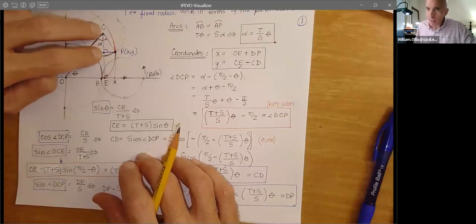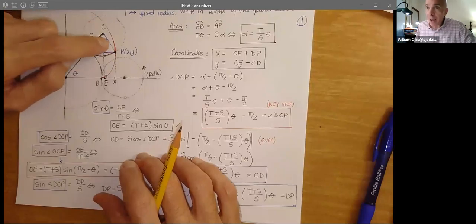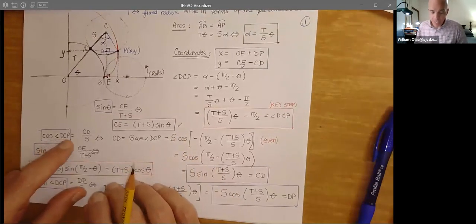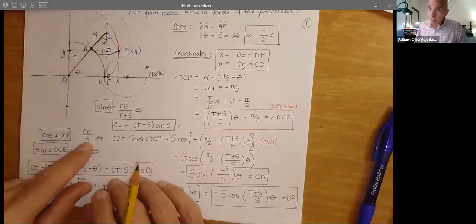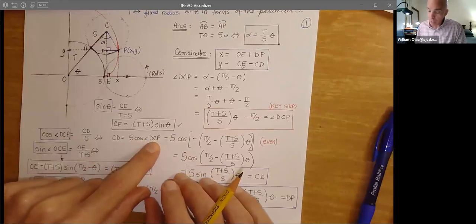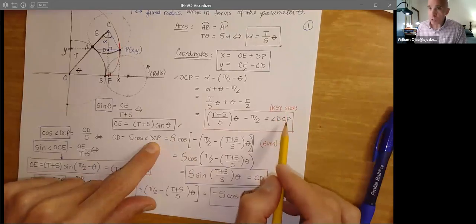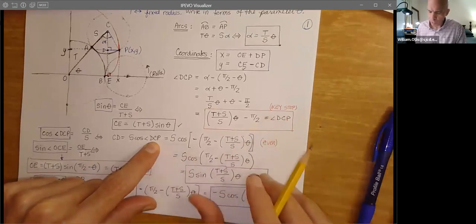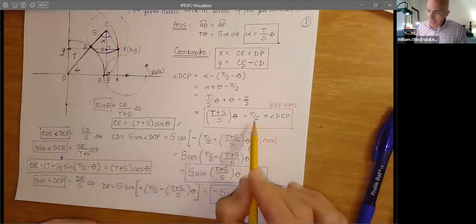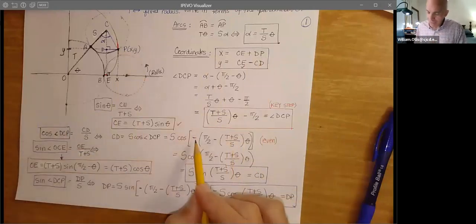Okay. Now I'm looking for CD. Now we're thinking CD. CD's right there. That's relative to this angle here, DCP, it's the adjacent side. So we're going to say cosine of angle DCP equals adjacent over hypotenuse. What's the hypotenuse? It's S, right? So we have cosine of angle DCP is CD over S. CD cross multiply is just S times the cosine of angle DCP. What's DCP, everybody? It's right there. Key step. Now it's simple. We're just using right triangle ratios, and you did that in general math.